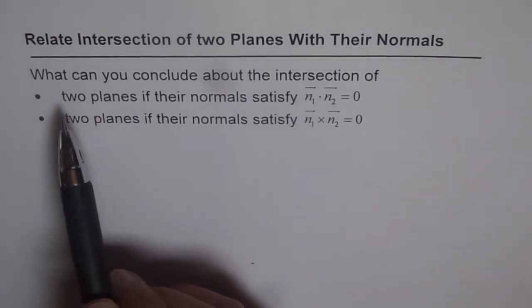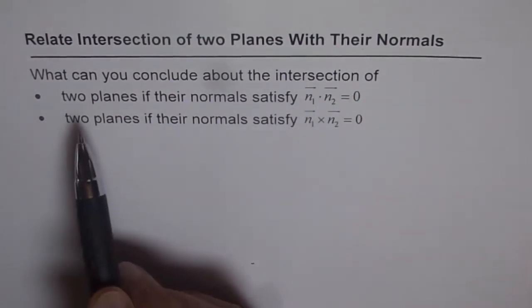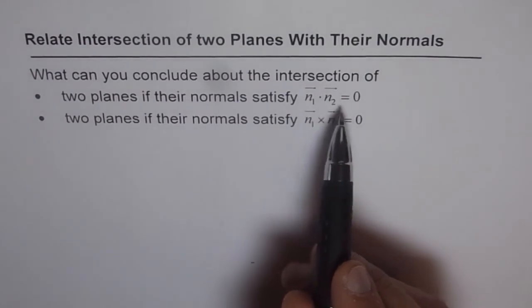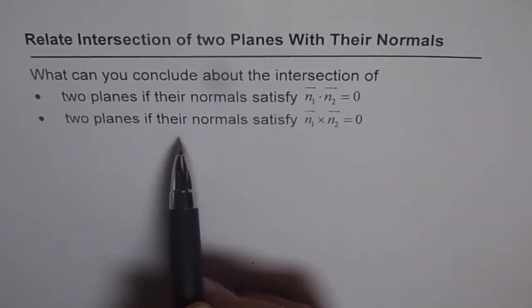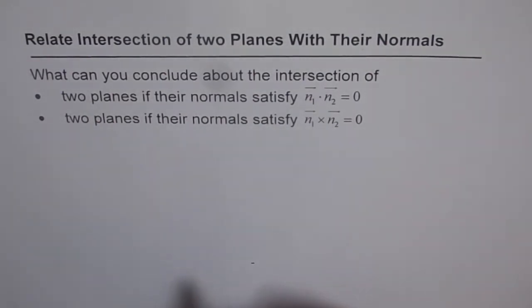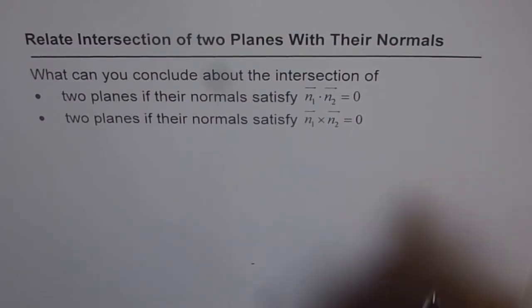So the question here is, what can you conclude about the intersection of two planes if their normals satisfy n1 dot n2 equals 0? And the second one is, two planes whose normals satisfy that their cross product is 0, right? So what do you conclude in both these cases? Let's take them one by one. I know for most of you it is quite obvious, but let's get into details.